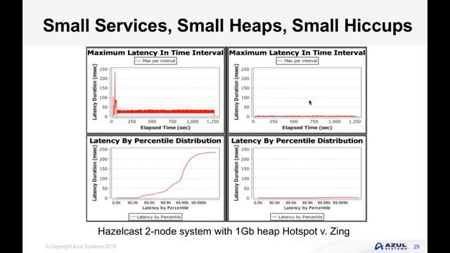What I've done here is put two graphs to show the difference in terms of performance from a latency perspective of the platform. Hazelcast did some benchmarking using a 2-node system with a 1 gigabyte heap, and they compared Hotspot with Zing. This is interesting because people often think that Zing needs a lot of memory for the heap space, but it doesn't. Just because we support up to 2 terabytes of heap space doesn't mean you have to have a lot of memory for the heap. You can use 1 gigabyte as we see here.